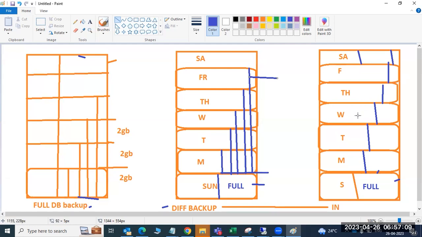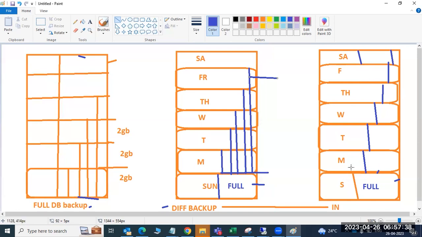Restore time. When you are restoring the incremental backup, you need multiple files. Why? Because every day it is creating a new backup, and it won't look at whether previous data is backed up or not. Once the previous backup is completed, it takes the backup of the last 24 hours.